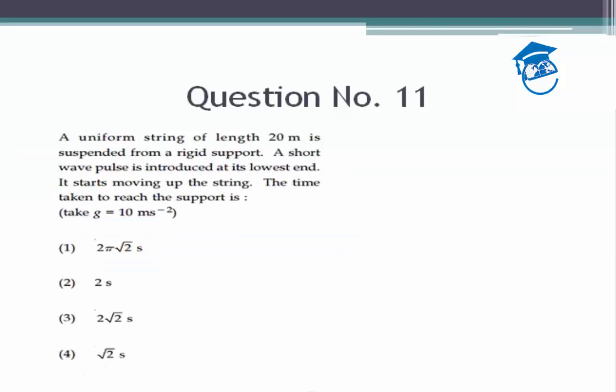We are given a uniform string which has a certain length, and a short wave pulse is introduced from its bottom end. This is a heavy string, which means the tension will not be the same throughout, which means the velocity will not be the same throughout, so we'll probably have to integrate.